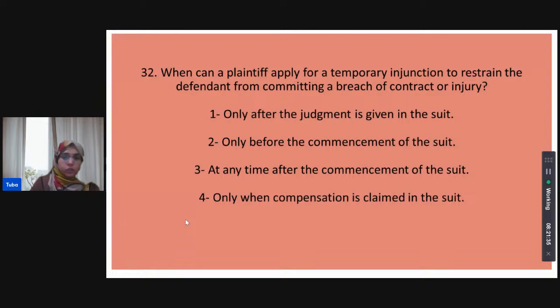Is it only after the judgment is given? Is it before the commencement of the suit itself? Is it at any time after the commencement of the suit? Or is it only when compensation is claimed in the suit?